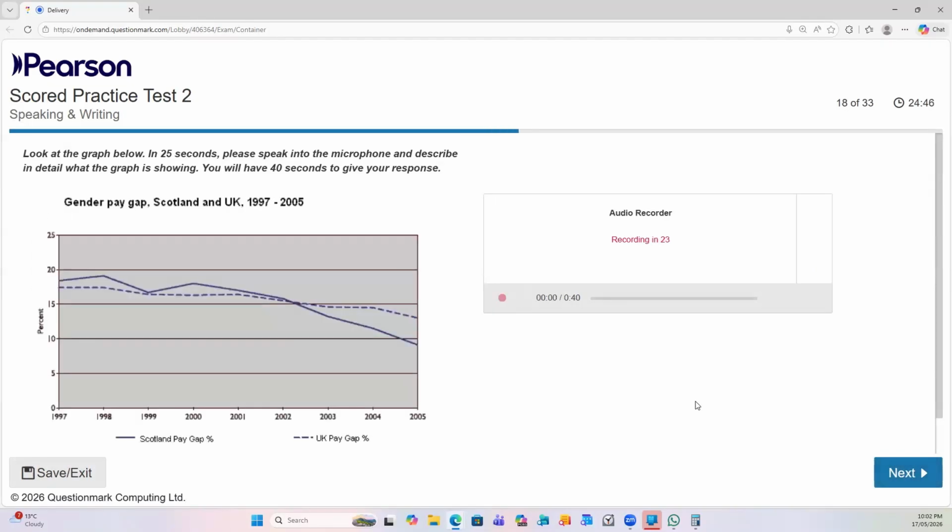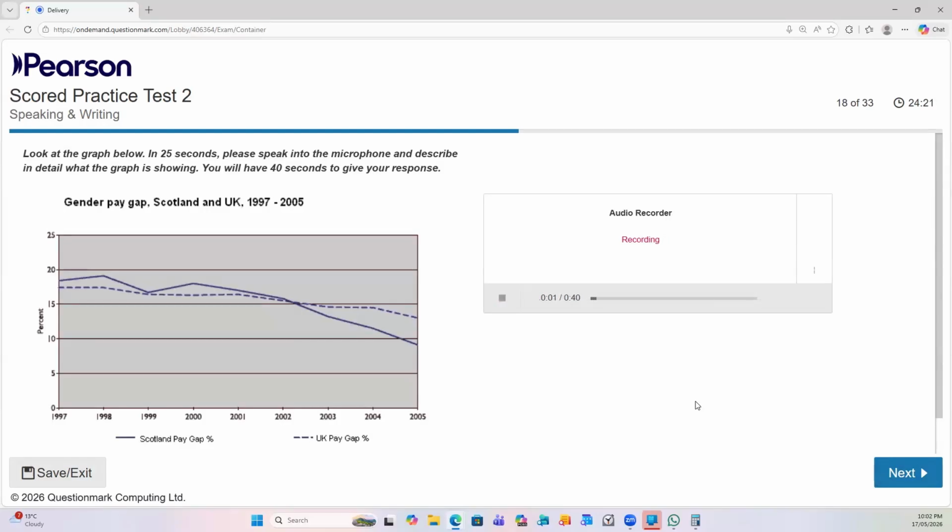The line graph provides information about gender pay gap, Scotland and UK, 1997 to 2005. X-axis shows the year, y-axis shows the percentage. Scotland gap percentage, UK gap percentage. In 2005 the gap percentage lowered in Scotland.